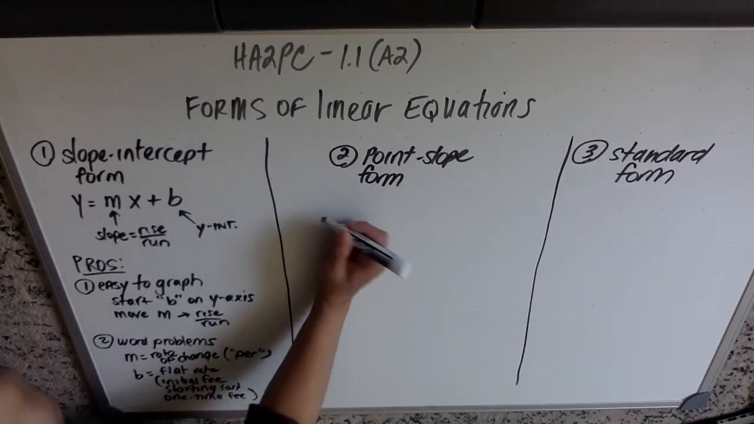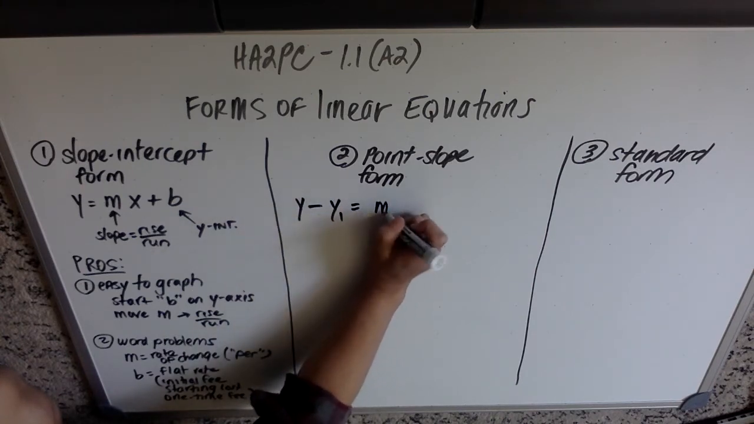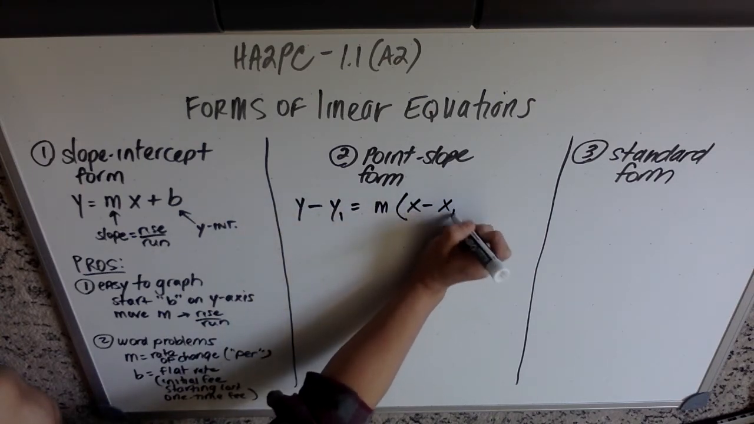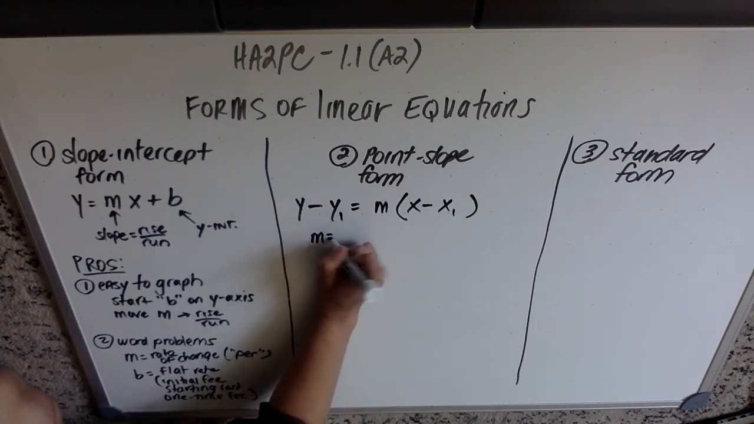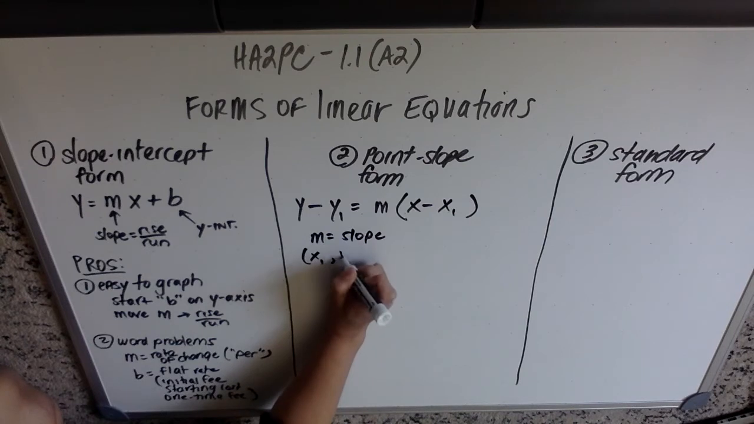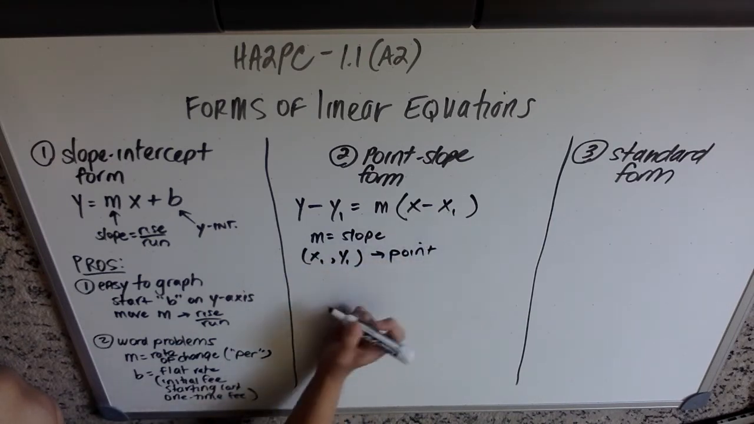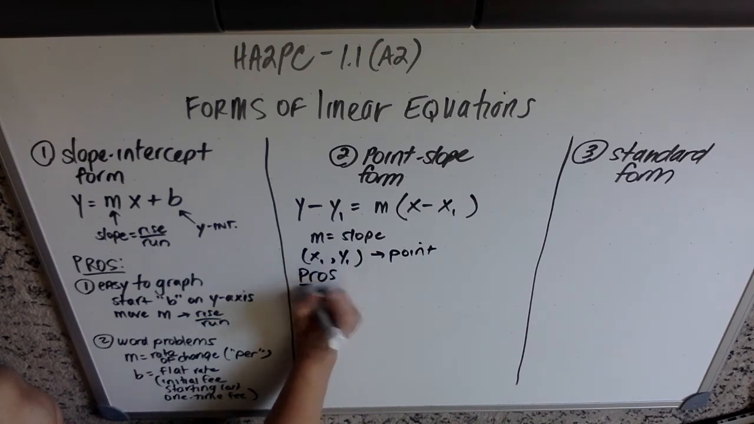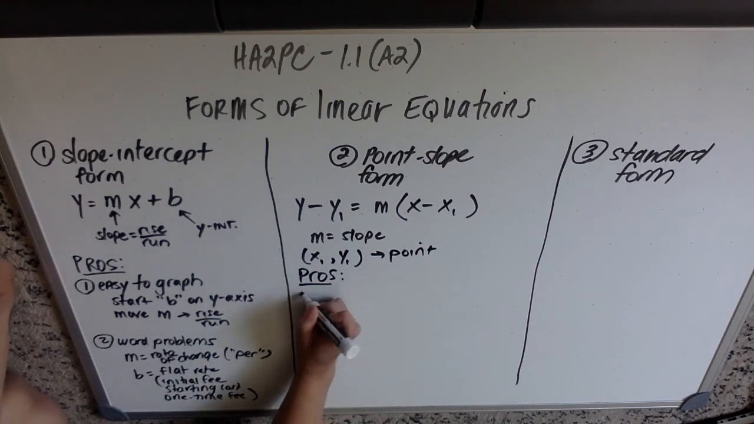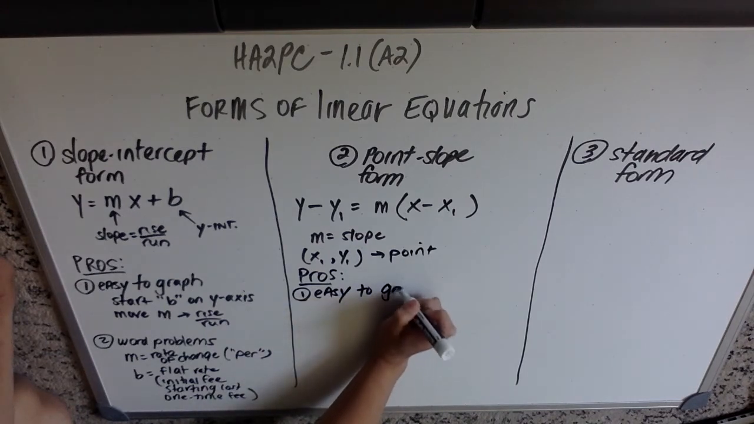So point slope is y minus y1 equals m in parentheses x minus x1. So here, m is that same slope that we learned about in the last form, and the point x1 comma y1 is a point on the curve, okay? So when we talk about the pros, okay, the first pro here is that it is also easy to graph. It's exactly the same set of rules that we just saw in the other one.